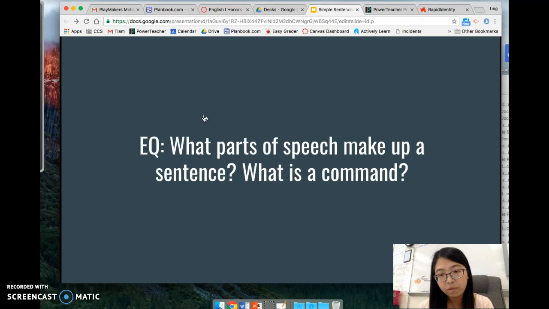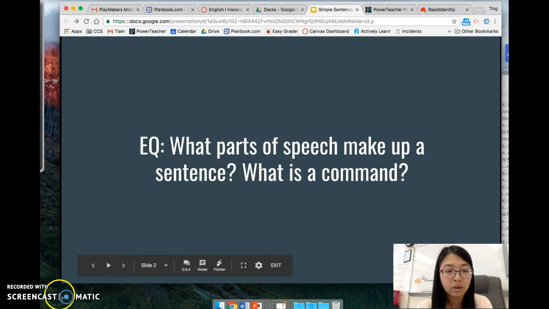And then a command, don't forget that a command can still be a sentence, but a command is basically an order. It's telling someone to do something. All right, that's it for your grammar notes.